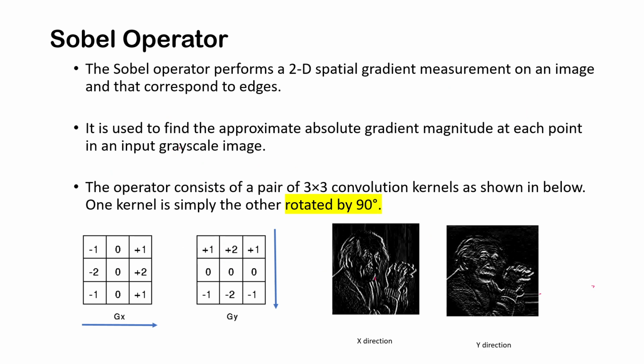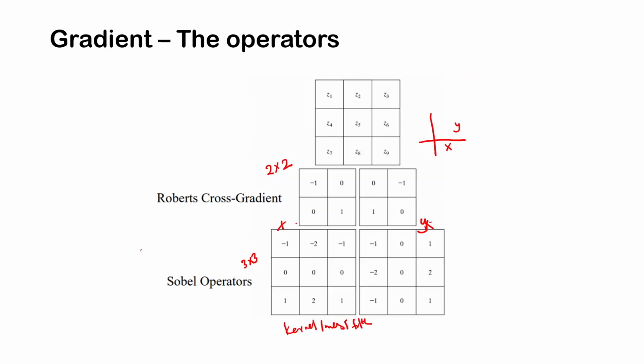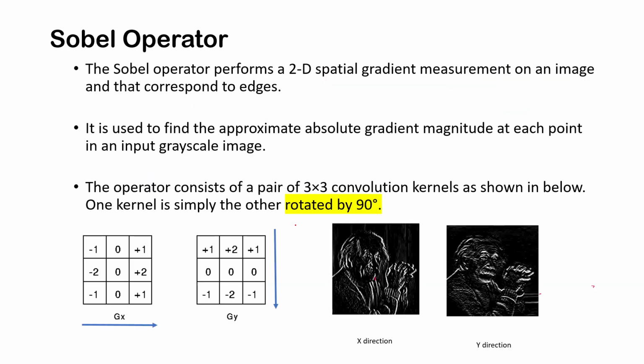So this is x, and this is y. The Sobel operator performs a 2D spatial gradient measurement on an image, and that corresponds to edges. So again, this is a spatial gradient measurement, a 2D spatial one, and we're still learning about the spatial domain for image enhancement. It is used to find the approximate absolute gradient magnitude at each point in an input grayscale image. So if you have an image and run this, you can find the absolute gradient magnitude.